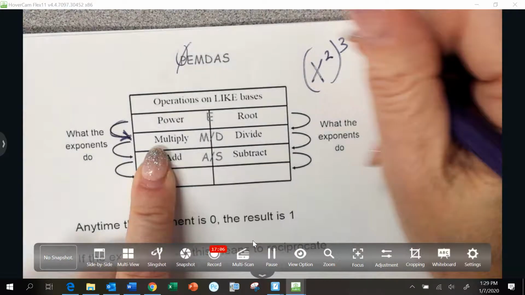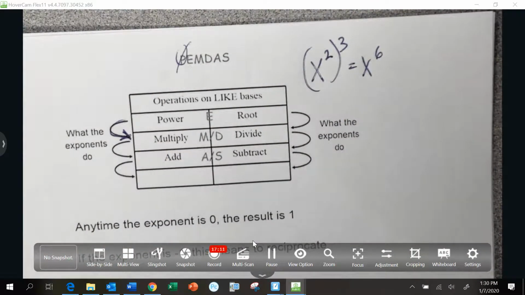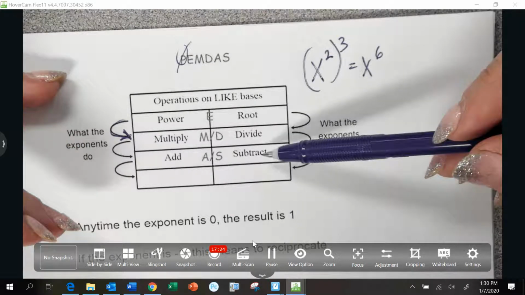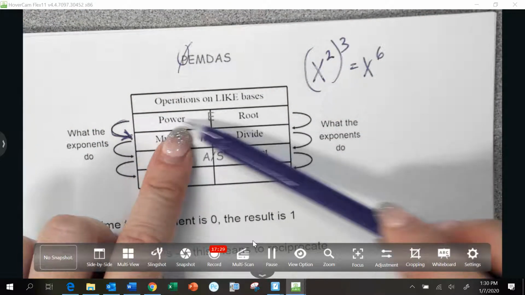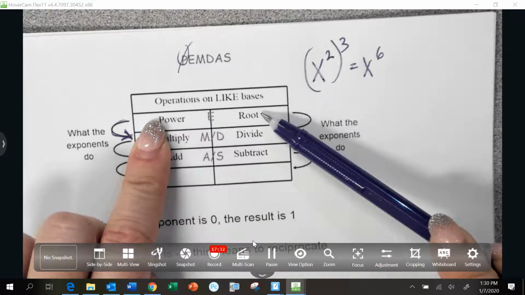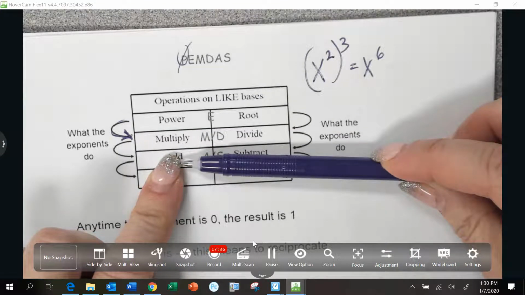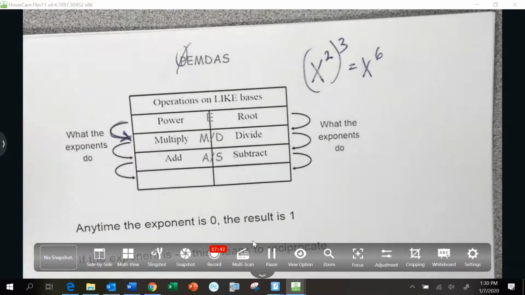I thought P was parentheses? Yes, in order of operations, P is parentheses, but I'm not including it in my chart. When we do order of operations, we always do powers or roots first, but we don't know about roots yet. We do multiply, divide next. We always do add, subtract. So I'm just looking at the operations. I'm not looking at parentheses, okay? Now, the thing on the outside is what the exponents do.